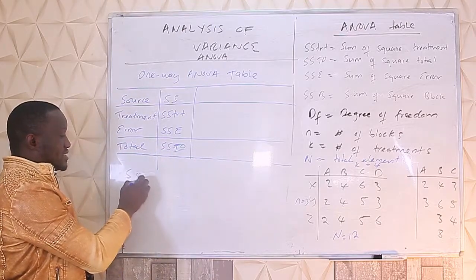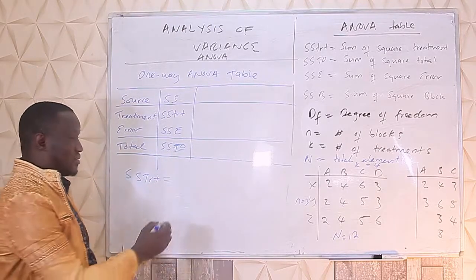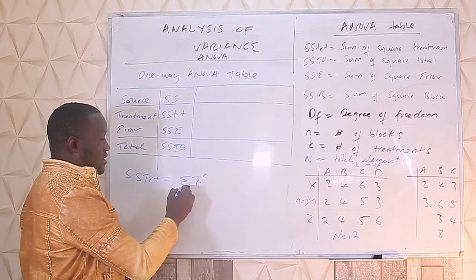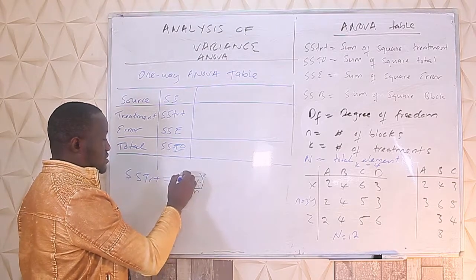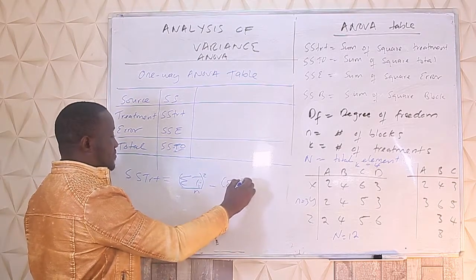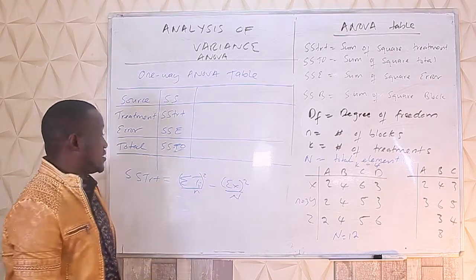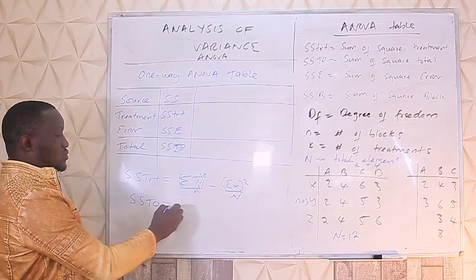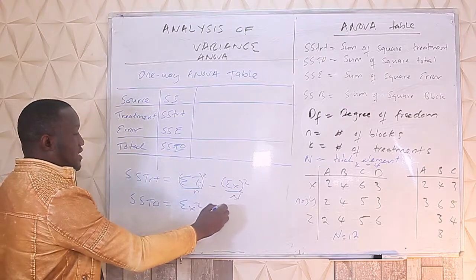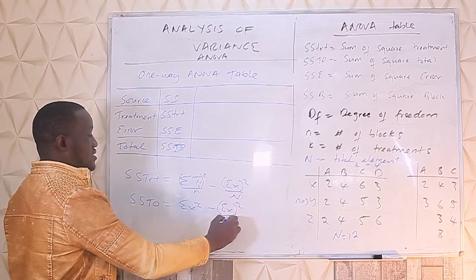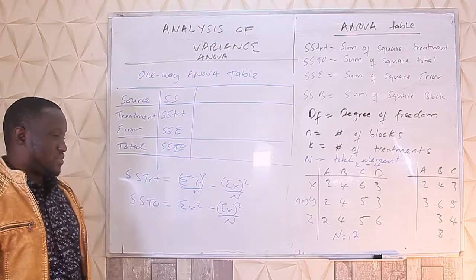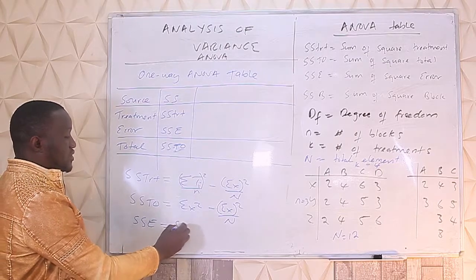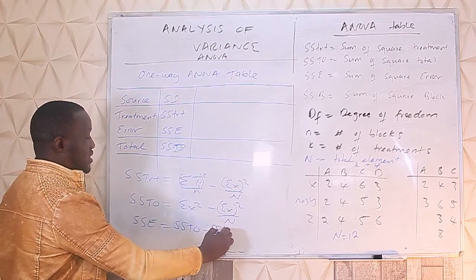So the sum of square treatment using the formula is simply given by the sum of each treatment squared minus a correction term over capital N. We have what we call the sum of square total, which is given by summation of x squared minus the correction term, which is summation of x to the power 2 over n. And our error is simply the difference between the sum of square total minus the sum of square treatment.